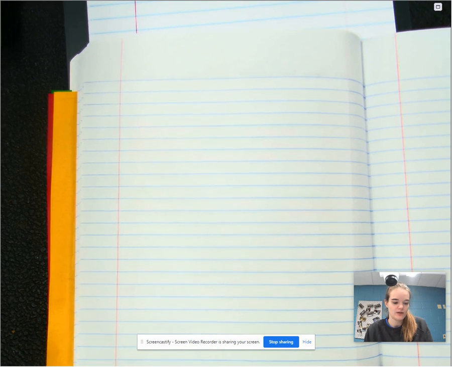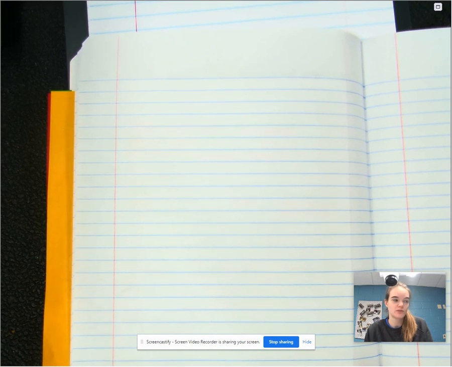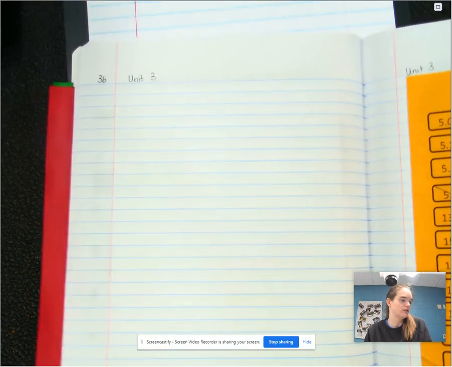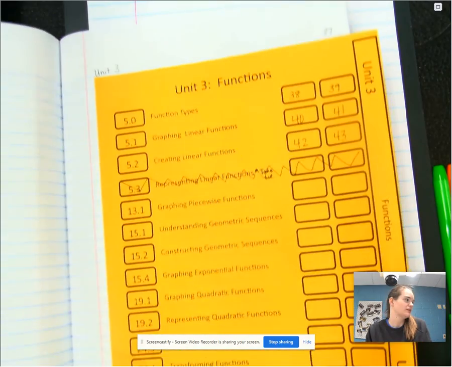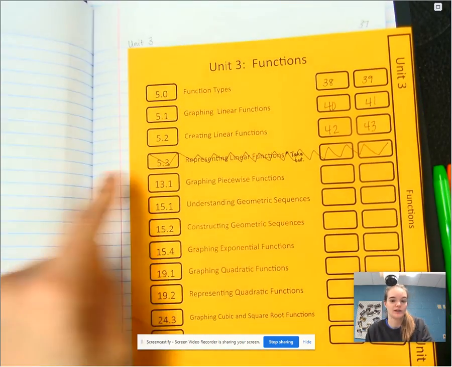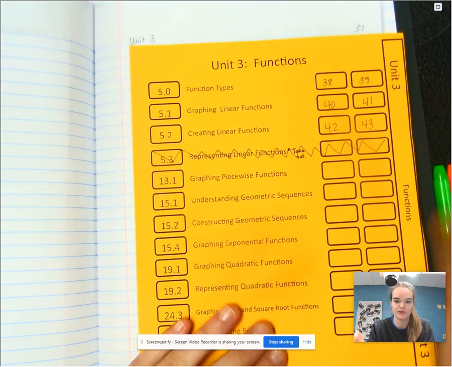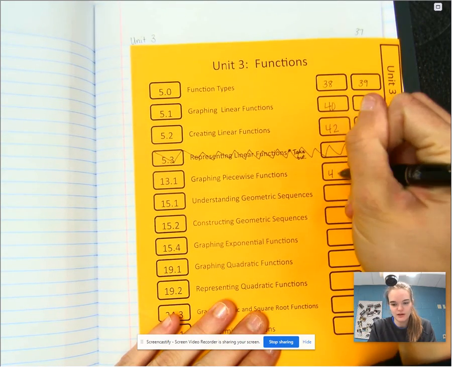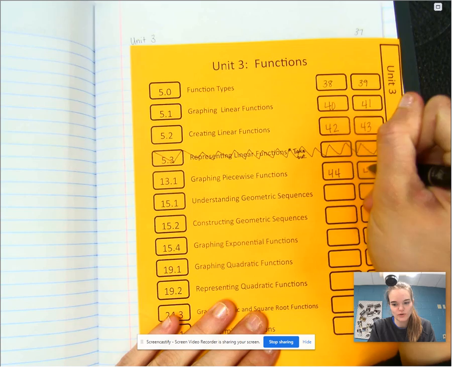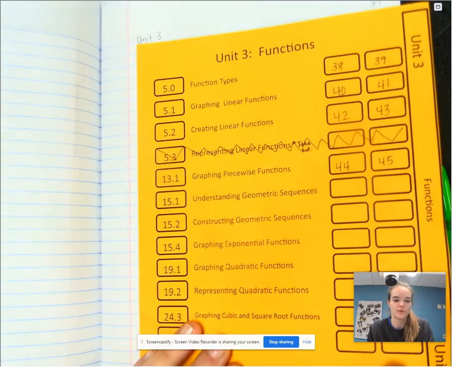Alright, so today we are going to talk about another type of function. We're going to go back and look at your table of contents, your functions list. I've forgotten to put one on, so evidently I need to take that one off and put another one on. So yesterday we finished piecewise functions, which was 44 and 45. Better check that. Yes, 44 and 45.